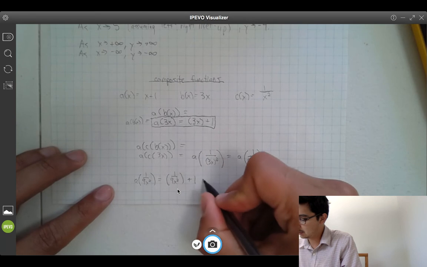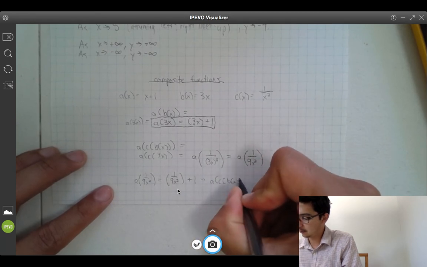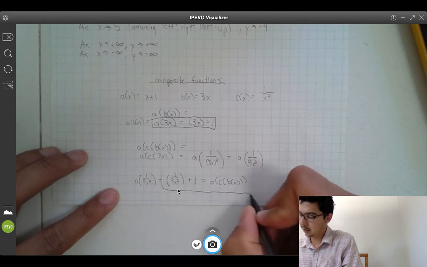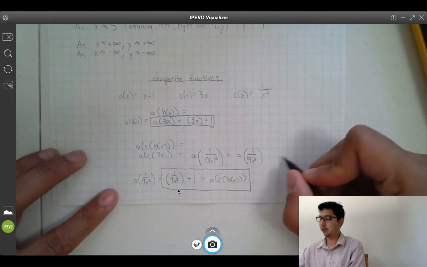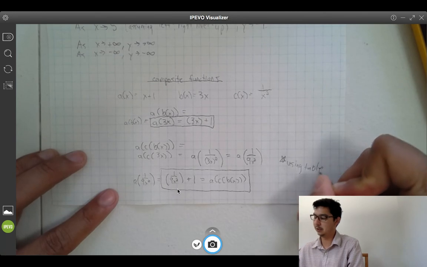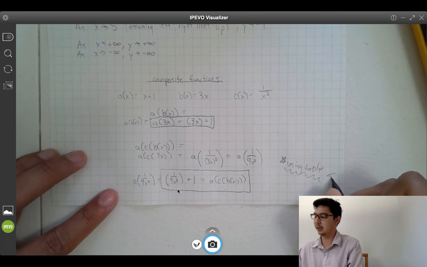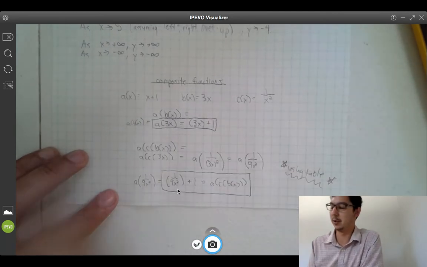So this is equivalent to a of c of b of x. Right? And it's a lot about understanding inputs and outputs. Make sure you know how to do this using a table. AP Calculus loves to do that. Composite functions from a table come with concepts we learn later this year, but this is a part of that problem.